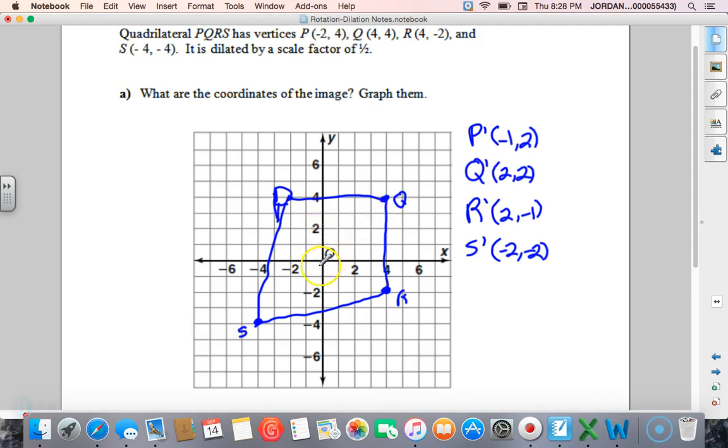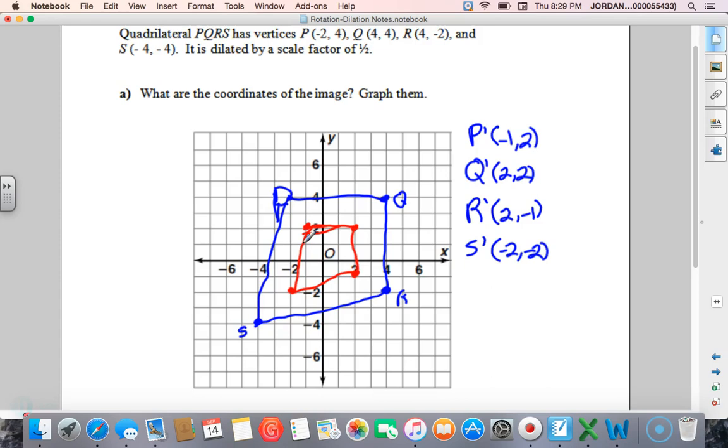Negative 1, 2 is P prime, so negative 1, 2. All right, and then Q prime is 2, 2. 2, 2, huh? Like a ballerina wears. All right, and R prime is 2, negative 1. And S prime is negative 2, negative 2. All right, and we'll connect those as best we can on this little weird tablet. Still trying to use this thing. Whoa, got a little curve in there. No big deal. All right, you guys get the gist of the shape.